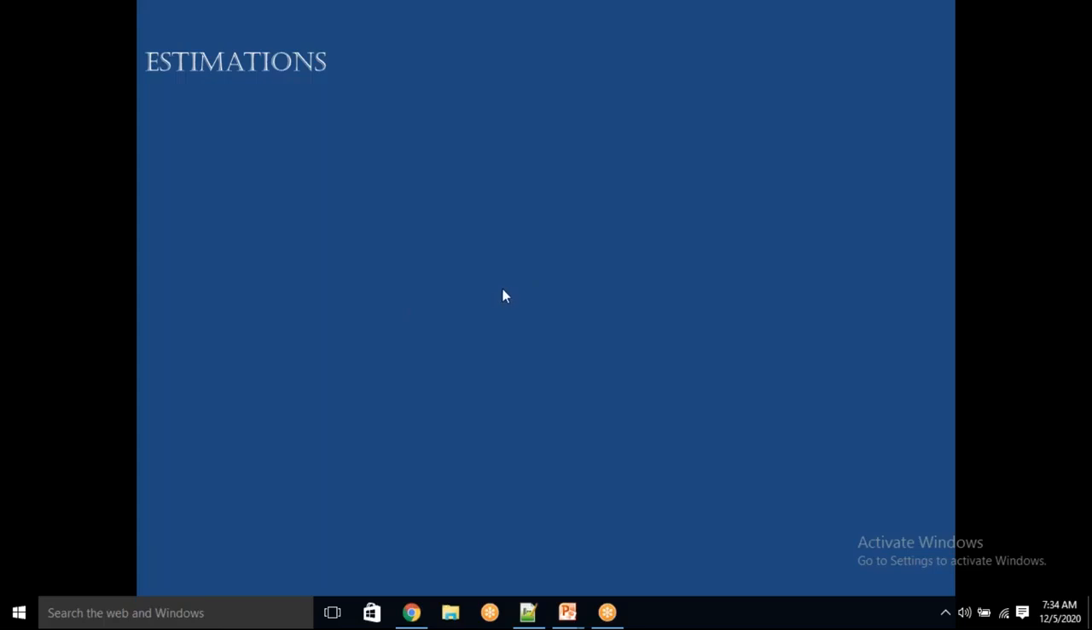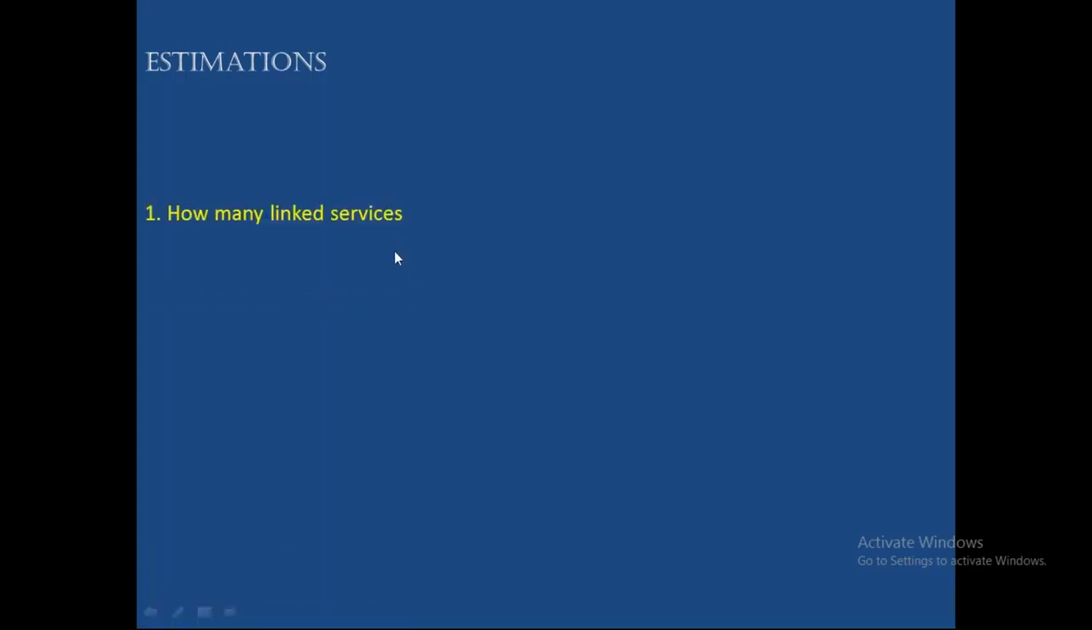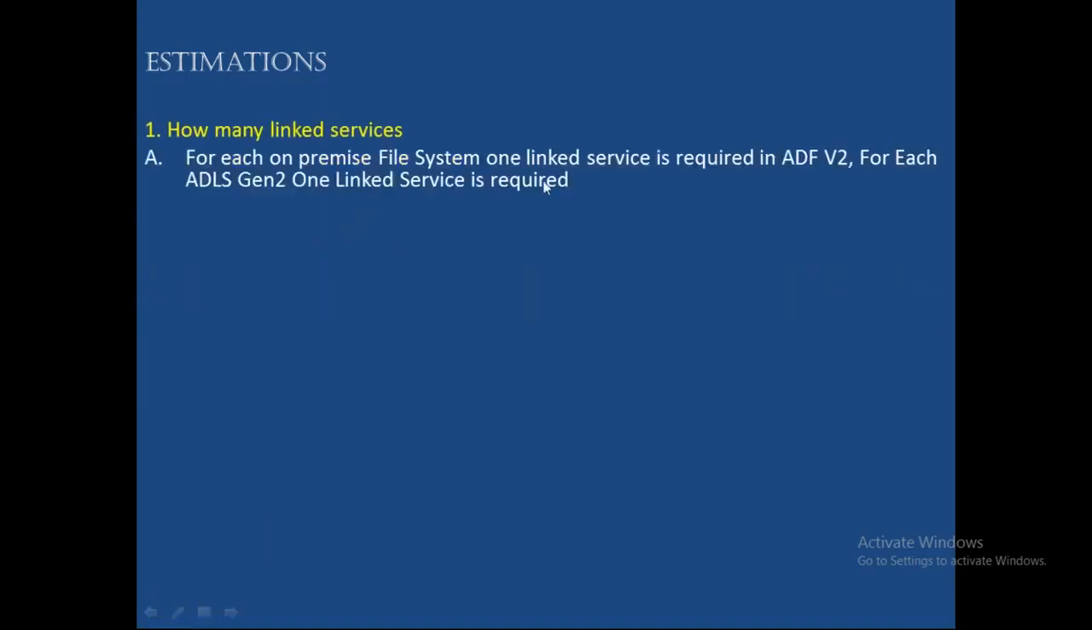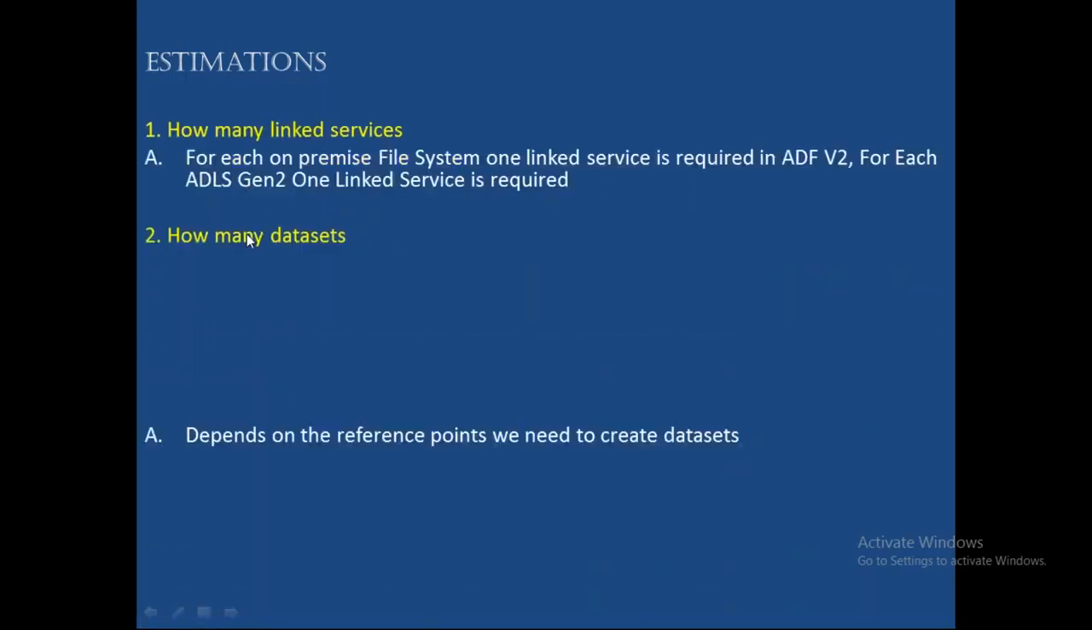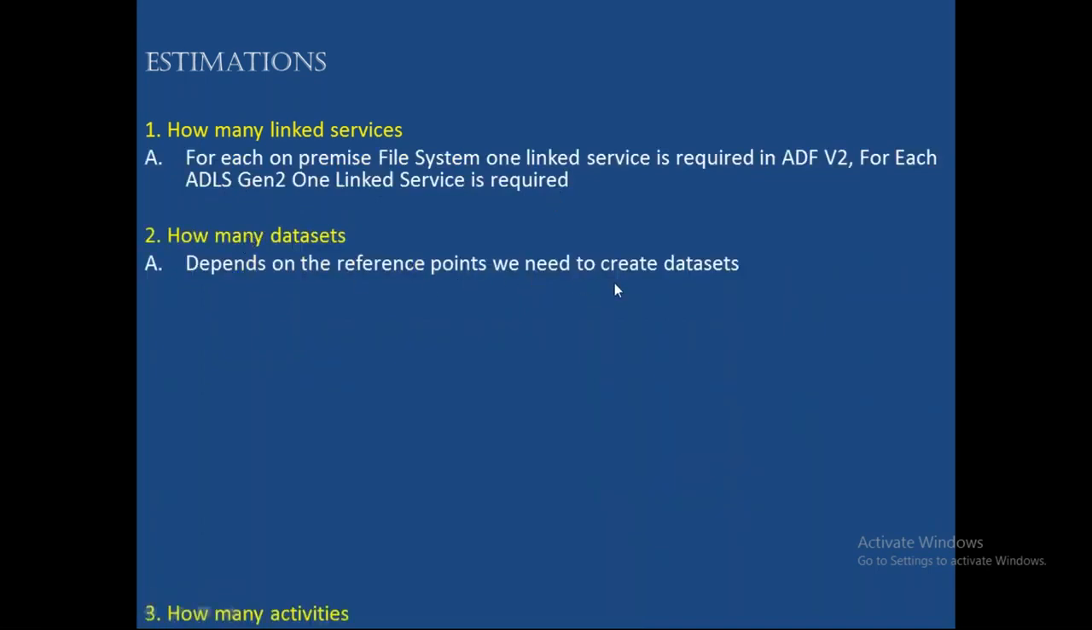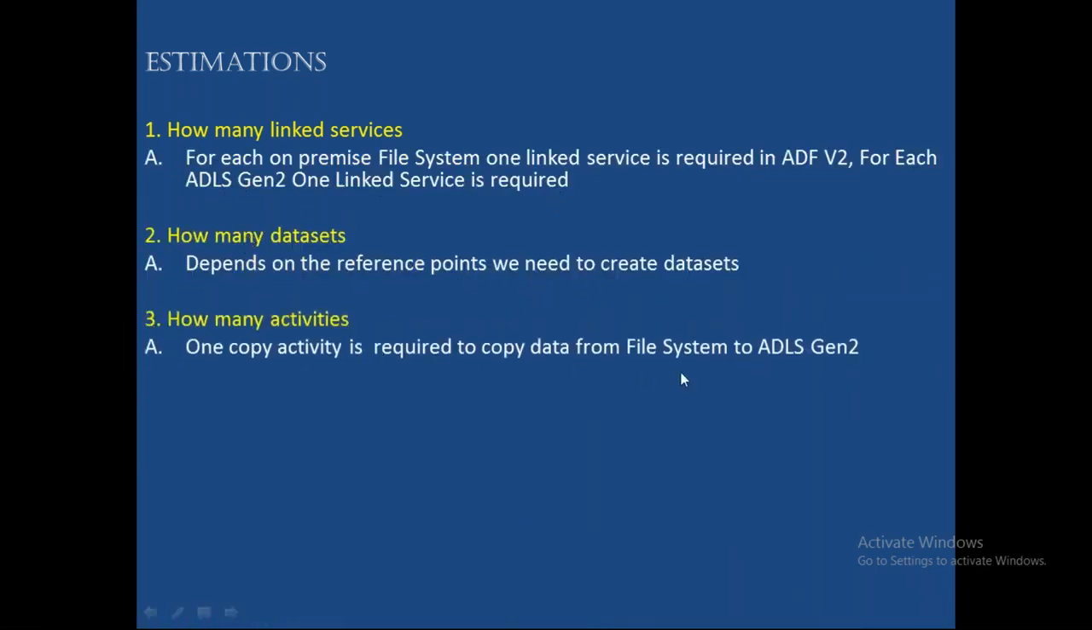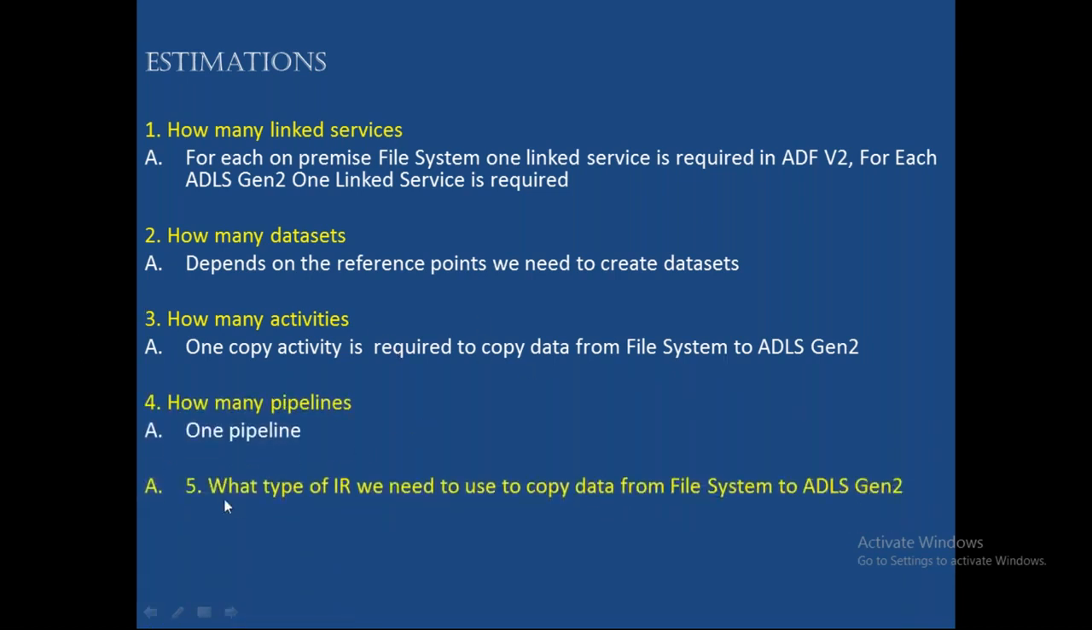Thank you. So estimation. Now you see how many linked services we need. One linked service for the file system, one linked service for ADLS Gen2. How many datasets? That depends on the reference points; we need to create datasets. Activities: one copy activity I will use to copy data from the file system to data lake storage Gen2. But when we have multiple files, we need to use lookup, for each, all those things. How many pipelines? One pipeline. What type of integration runtime are we going to use? Remember, I'm going to use the self-hosted integration runtime. Okay, clear.